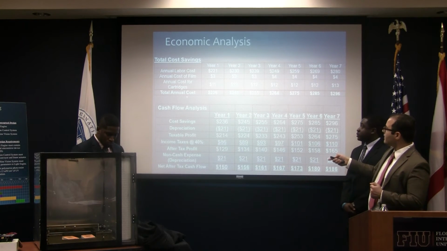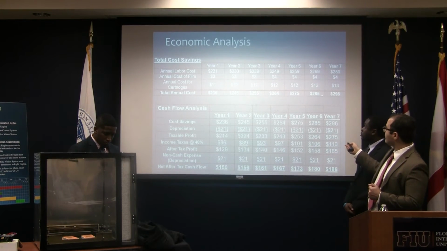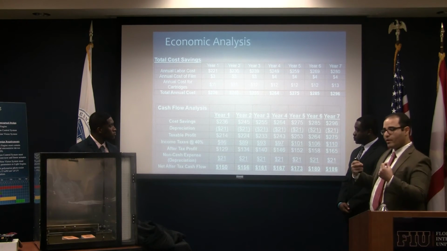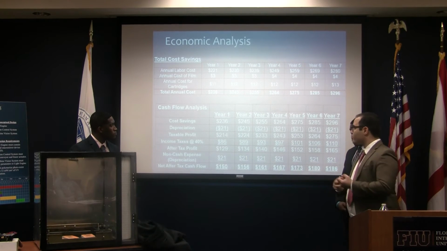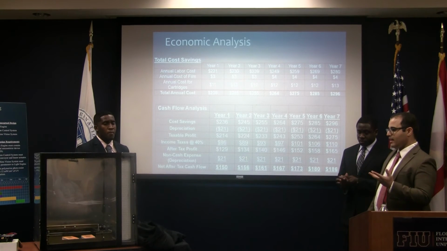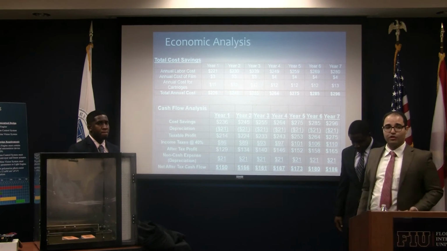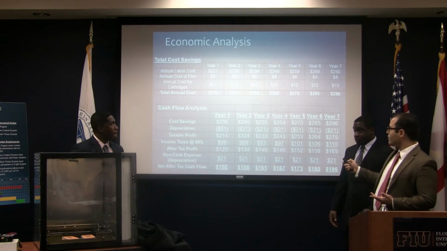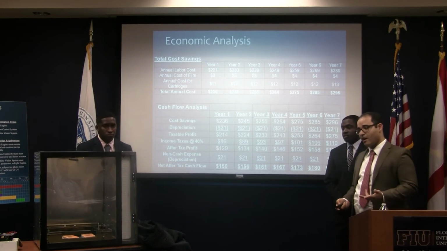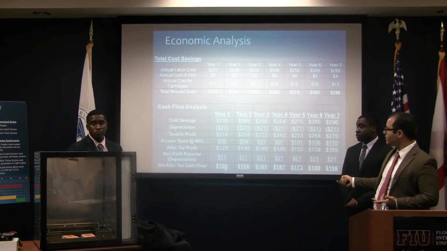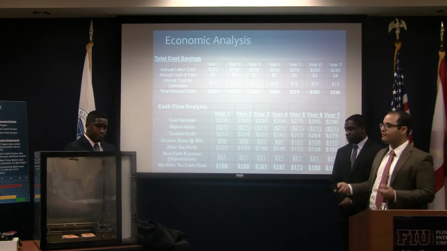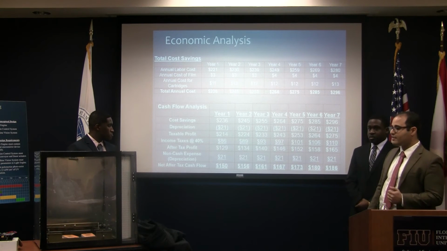So after we get these bottom line annual costs right here, we then put it into our cash flow analysis, which takes into account depreciation and the taxes that you would have to pay on this additional profit. So what we determined for a theoretical system that costs $150,000, in the first year alone, their net after-tax cash flow is $150,000. That means that for this system, the return on investment is 1 year.